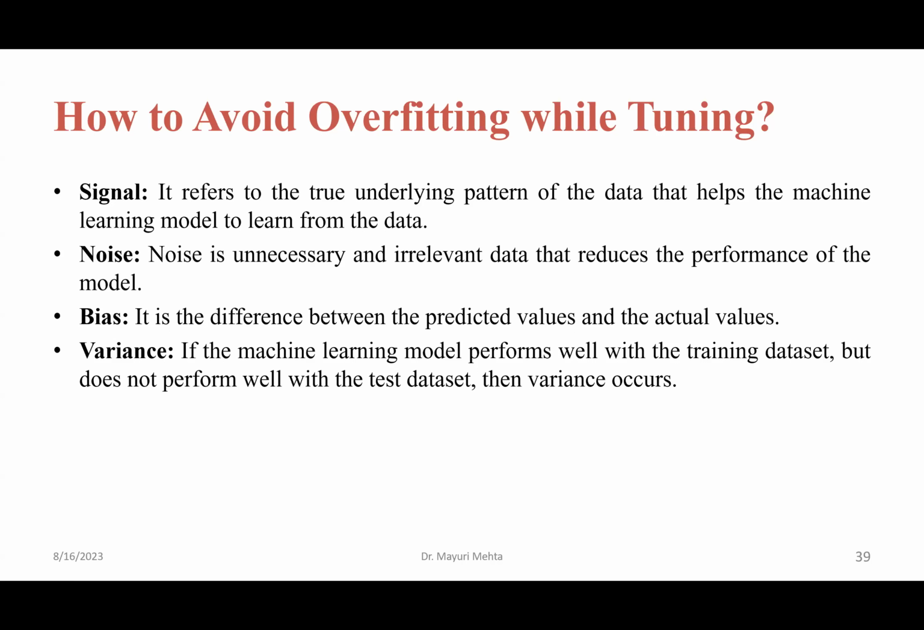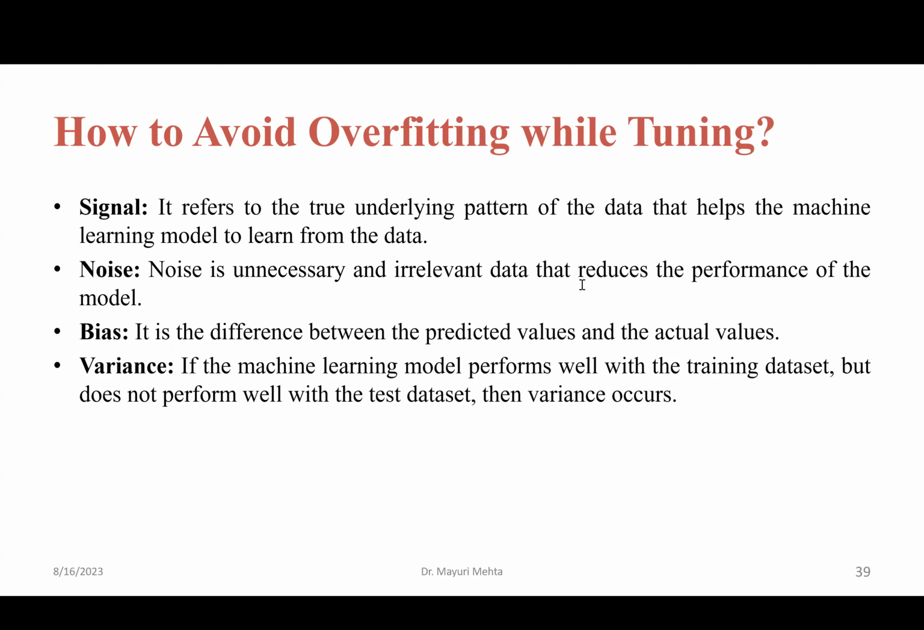First, we train the machine with the training data, and then the performance of that trained model is evaluated with testing data. So if the machine learning model performs well with the training data, but does not perform well with the test data, then we may say that variance occurs. The difference between the error rate of training data and testing data is called variance. If this difference is high, it is called high variance. And when the difference in errors is low, it is called low variance. Which difference? The difference between the error rate of training data and testing data.